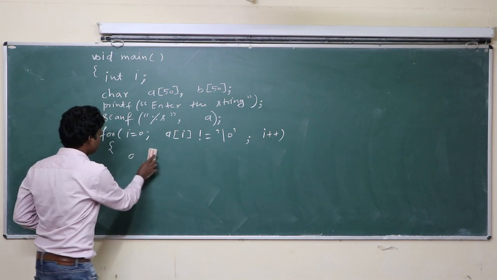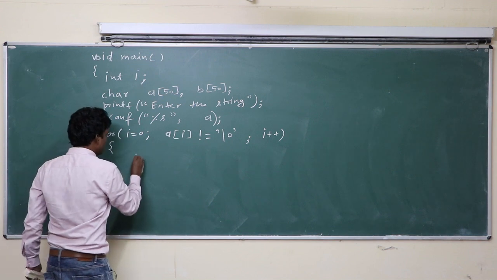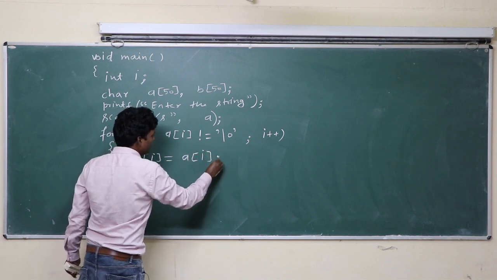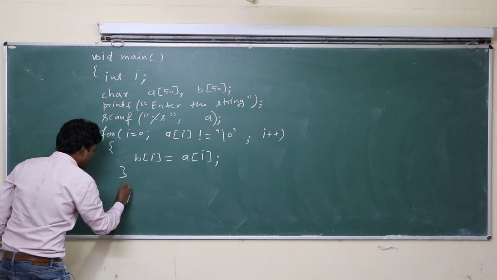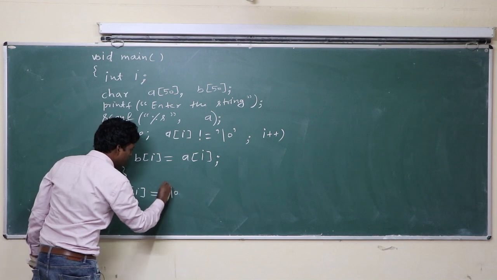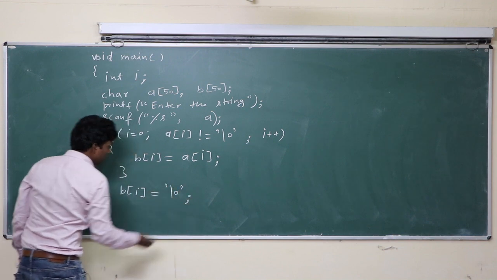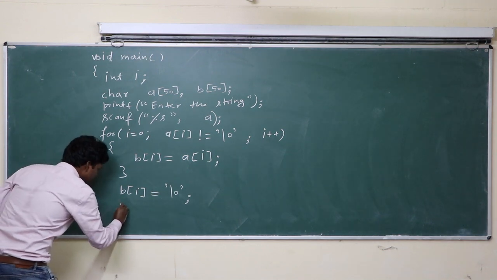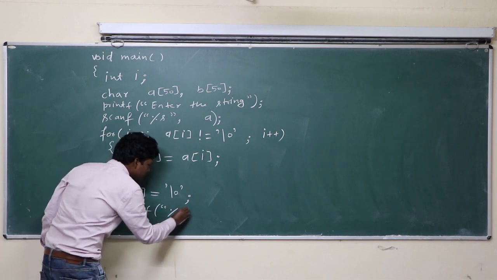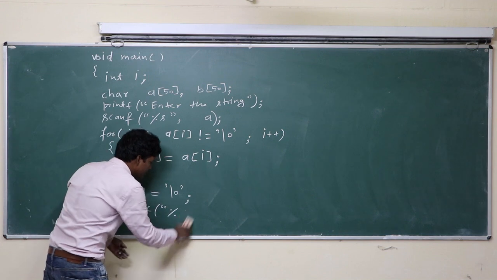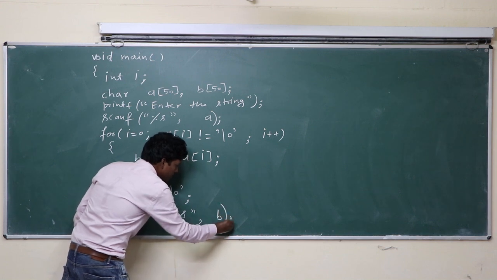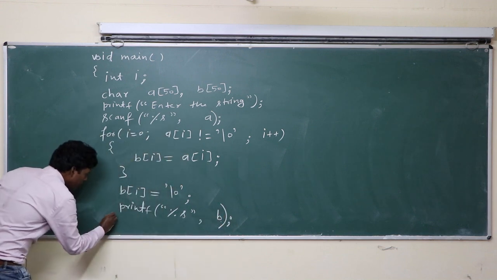Here b of i equal to a of i, and b of i equal to null character. printf("%s", b). Main is closed here.